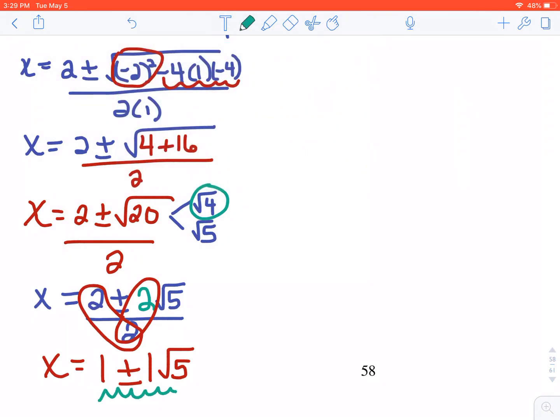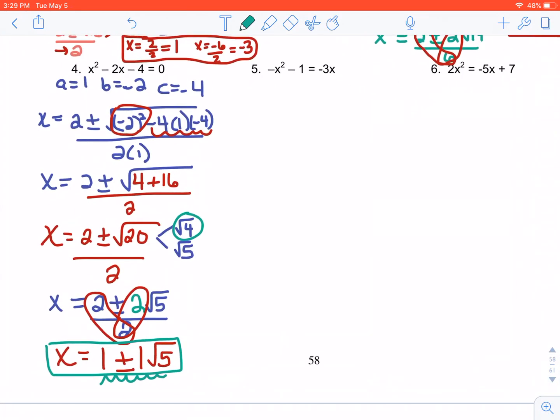These numbers cannot be added together. I can't add 1 plus 1 and get 2 because they're different types of numbers. They're not the same kind. You have a number of 1 by itself, and then you have the number of the square root of 5. And you cannot combine numbers together that are not the same. So it stays as 1 plus or minus the square root of 5.